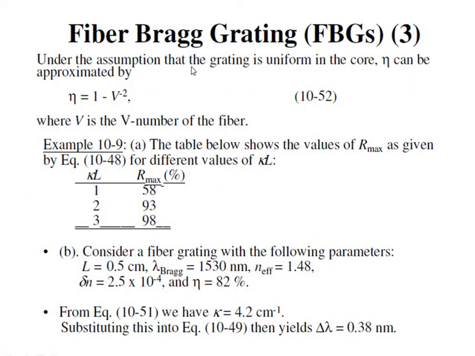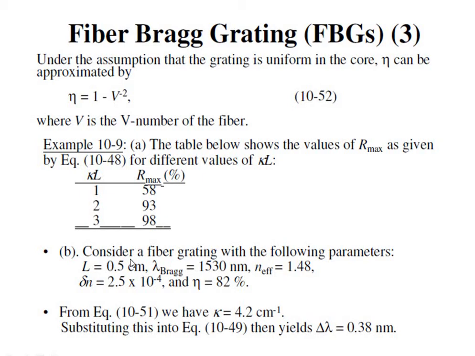Under the assumption that the grating is uniform in the core, eta can be approximated to 1 minus V raised to minus 2, where V is the V number of the fiber. In this example, the table below shows the values of the maximum reflectivity for different values of K into L.